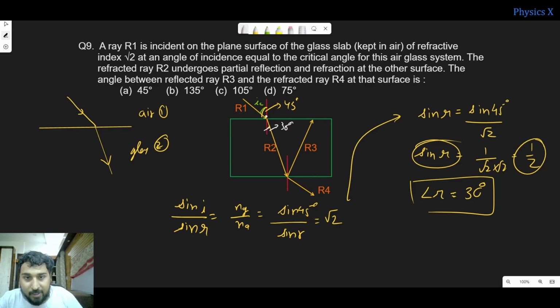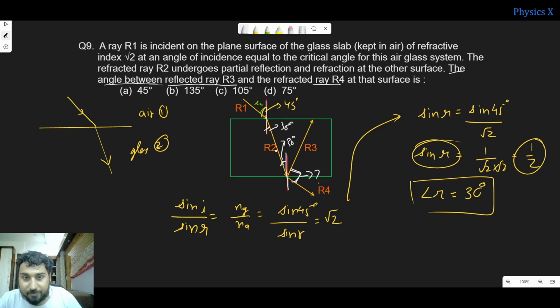So if this is 30 degrees, then these red colored lines are parallel lines and this is your transversal. So this angle will also be 30 degrees. And he is asking us to find the angle between, so this ray is going into partial reflection. At this surface, reflection is also happening in the form of R3 and refraction is also happening in the form of R4. So he's asking for the angle between the reflected ray R3 and R4. So he's asking us to find this angle.